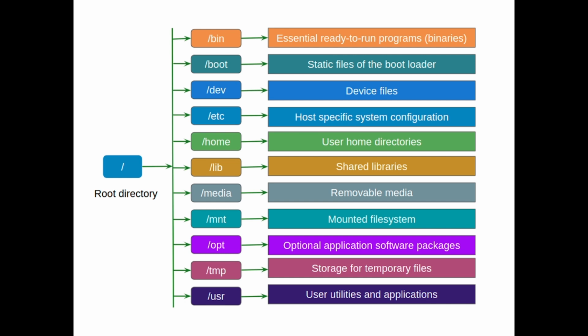So /opt is optional application software package directory. So it contains your software packages, the ones that you build yourself. So it contains those. You can always put it in /opt. Then the next is /tmp. tmp is a directory for temporary files.